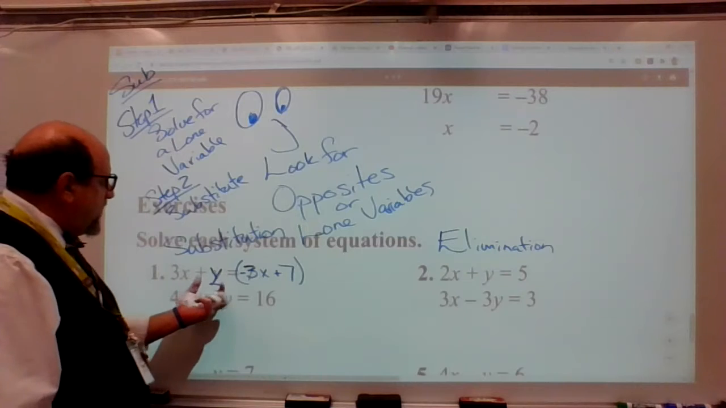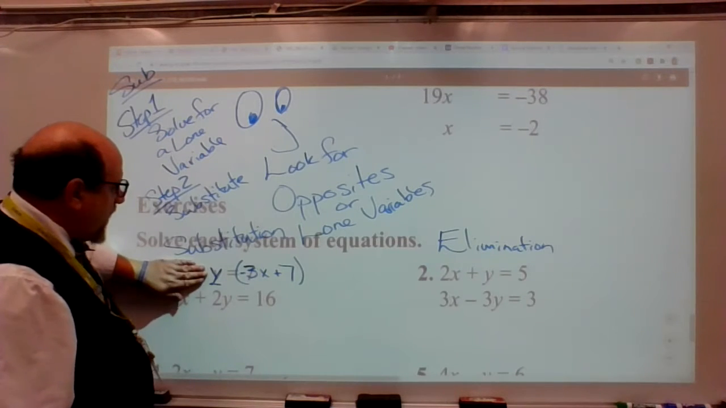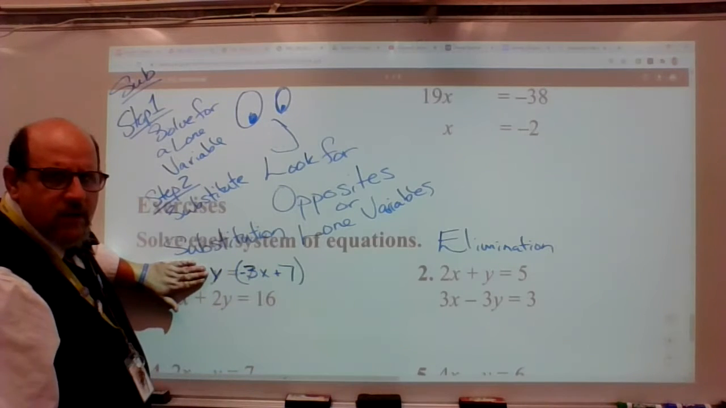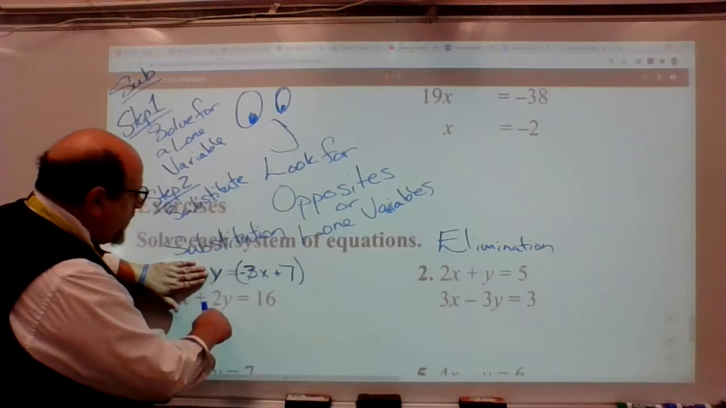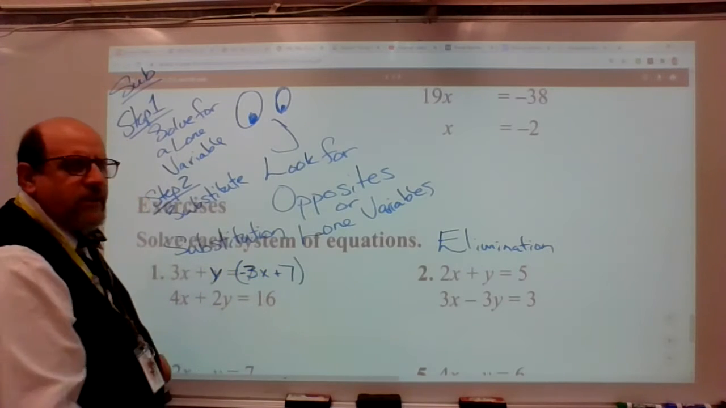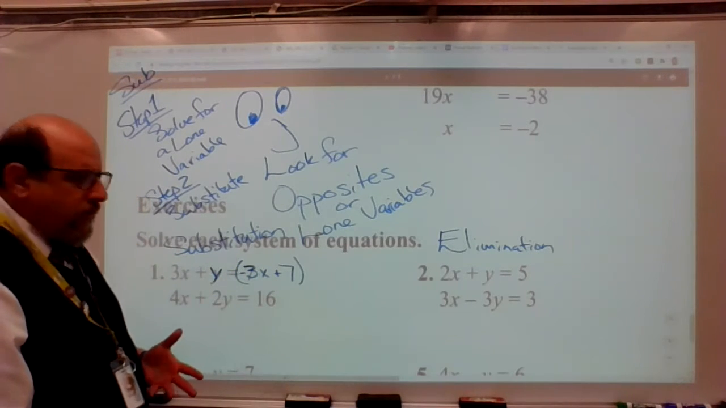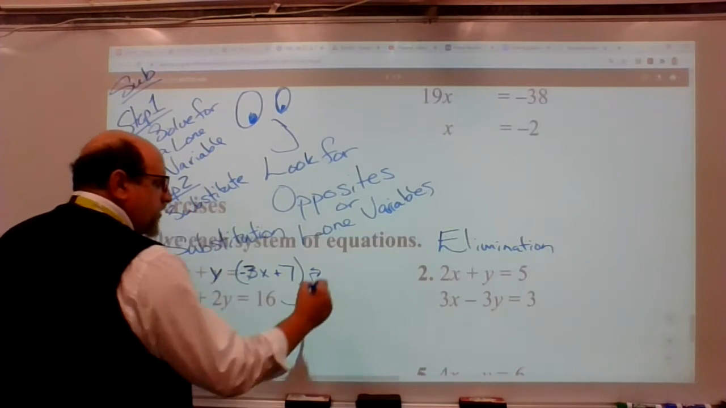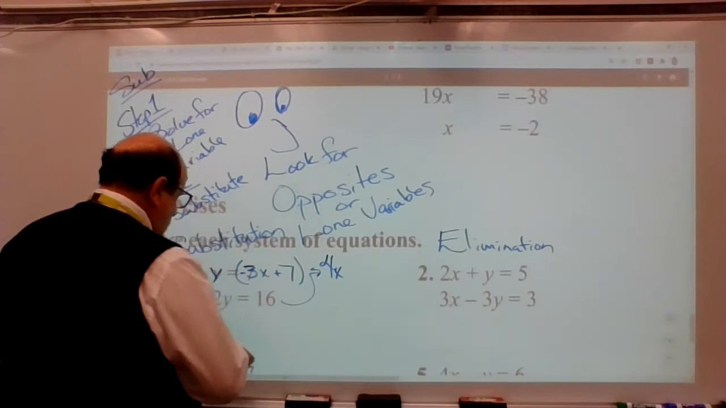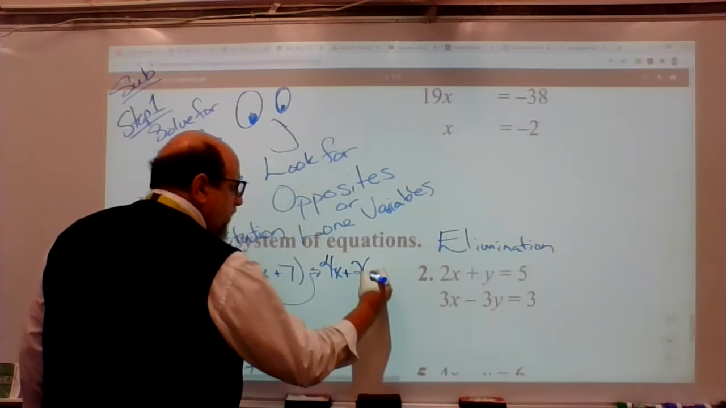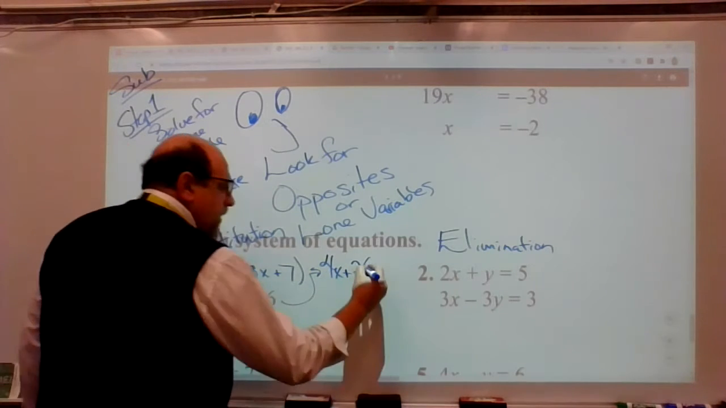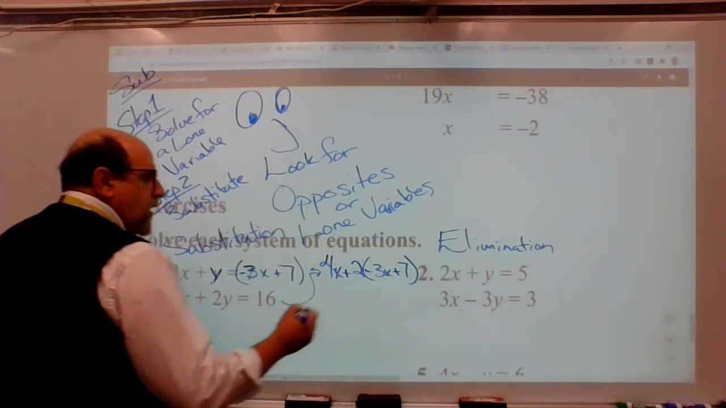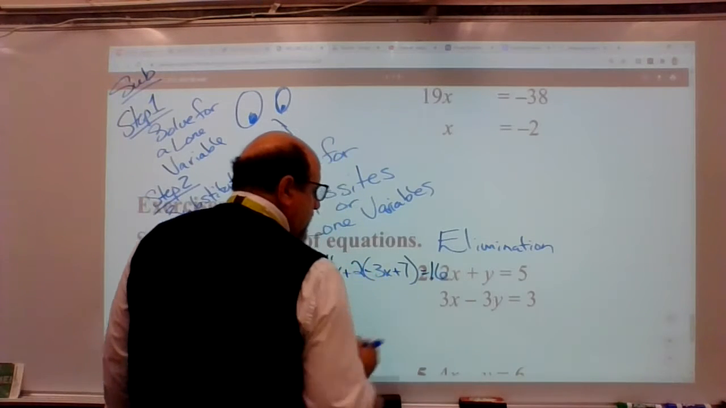Because what this says is that y, once I got rid of this, y is now equal to negative 3x plus 7. And so down here, this y is also going to be negative 3x plus 7. And then I will solve it for x. So I'm going to rewrite it over here. I'm going to say 4x plus 2 times what we found, negative 3x plus 7, equals 16. I'm sorry, I'm running out of space.